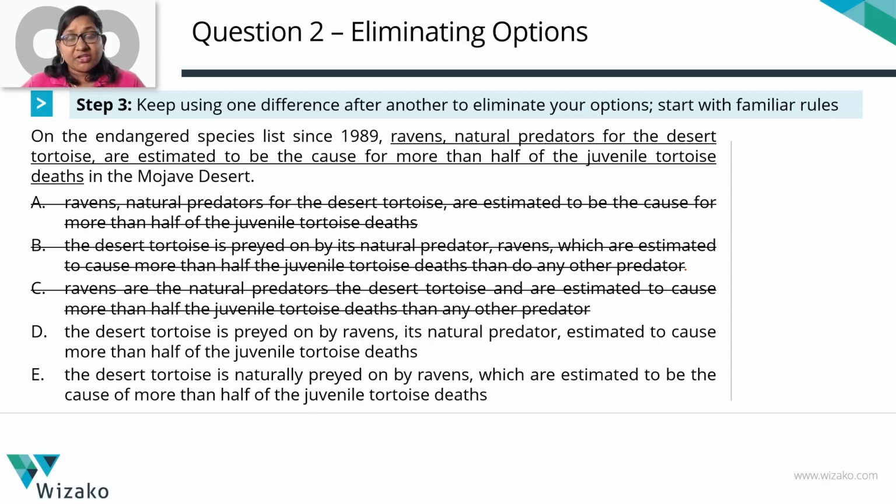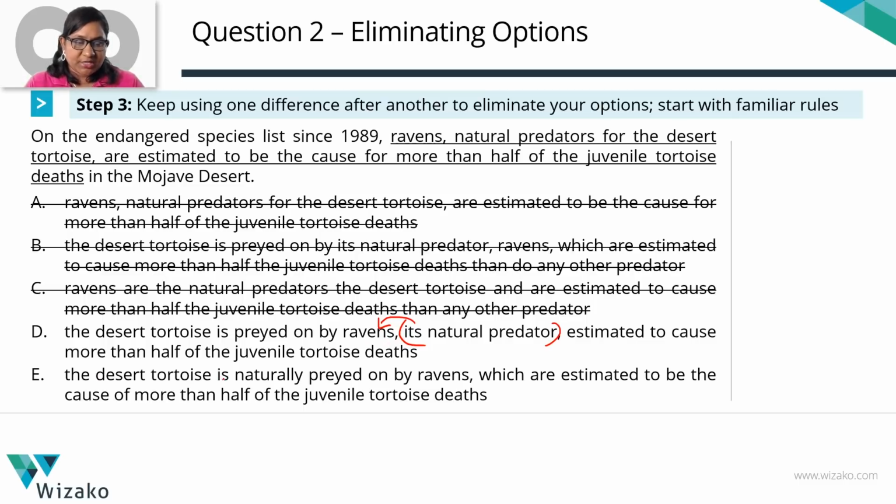Now is a good time for you to read your answer options completely and see whether they make sense. Let's read D. The desert tortoise is preyed on by ravens. Makes sense so far. Its natural predator, estimated to cause more than half of the juvenile tortoise deaths. Okay, its natural predator is another modifier in the sentence. What's the natural predator? The ravens. So it's next to the word it's describing. I don't see a problem with D.